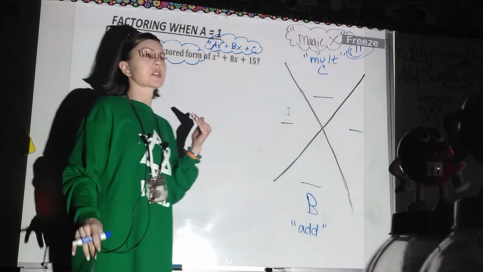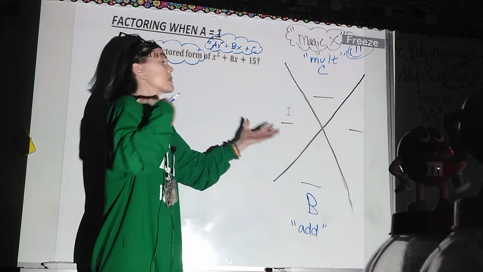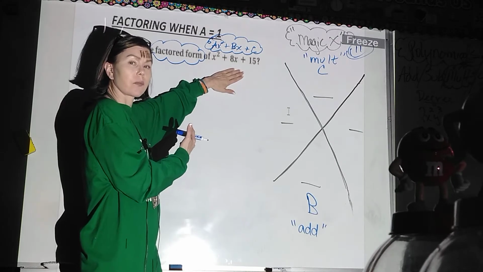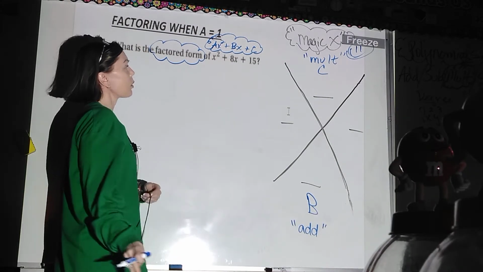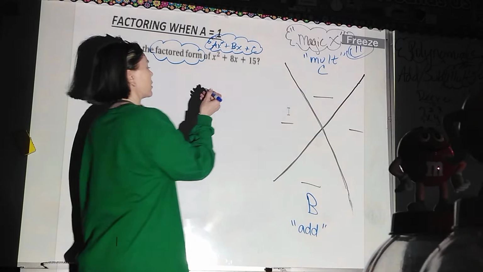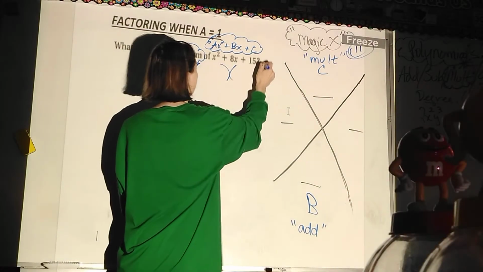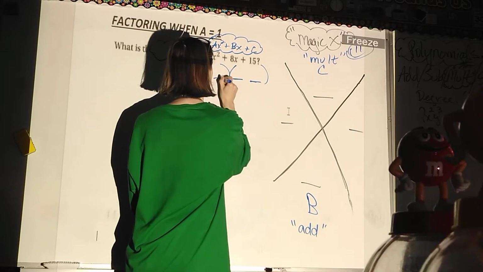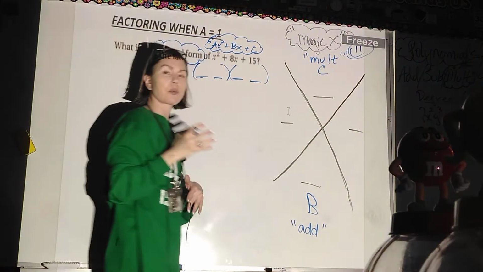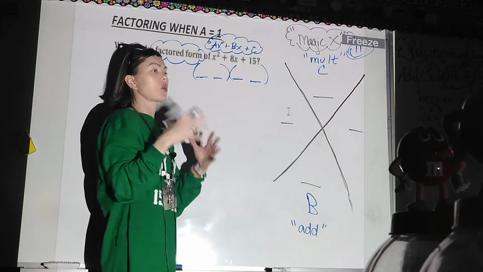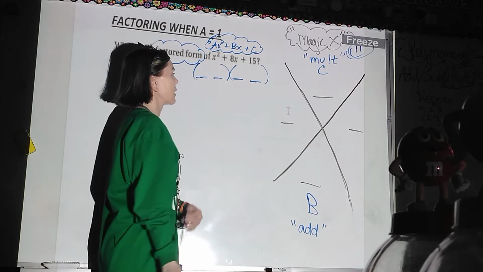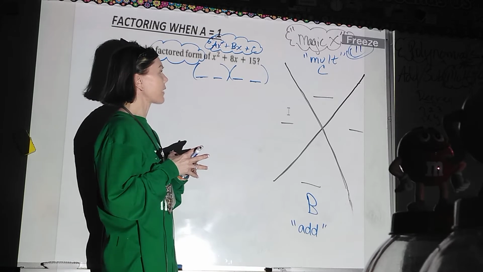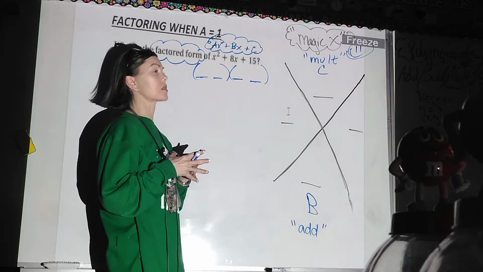Basically we're asking ourselves what times what gave us this answer, okay? And we're going to wind up with two binomials. And we learned in our previous lesson what a binomial was. They are two terms connected by an addition or subtraction operation. So here's what you need to know. Factoring when the a value is equal to 1 is super easy.